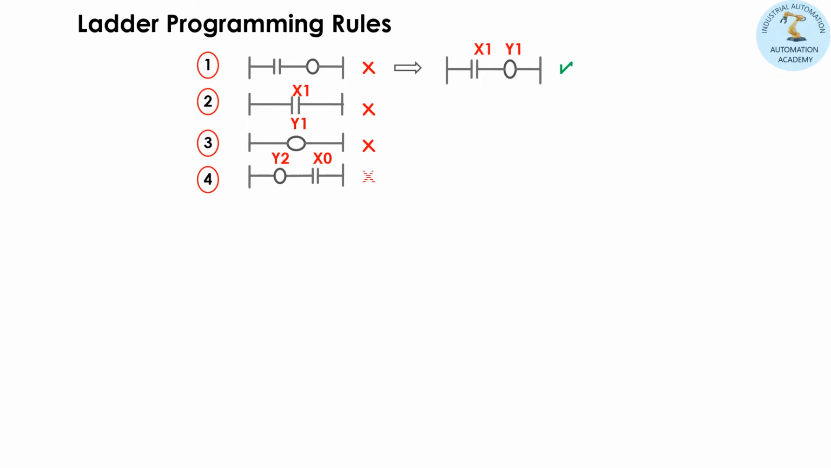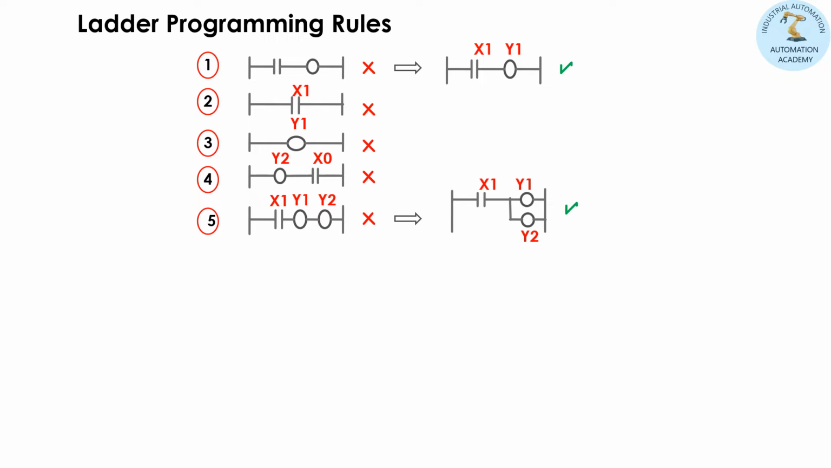Inputs must be written before the output, and this is wrong. Outputs cannot be in series but can be in parallel. This rung can be corrected as shown. This is wrong, because there is an input after the output.